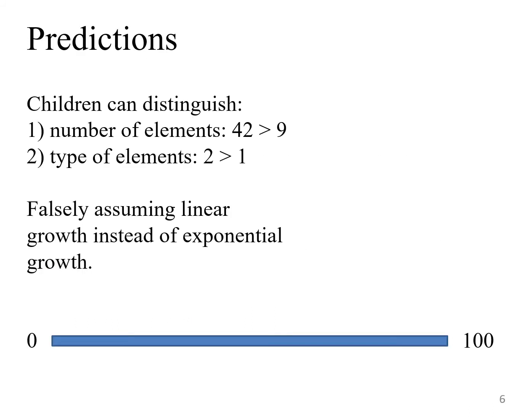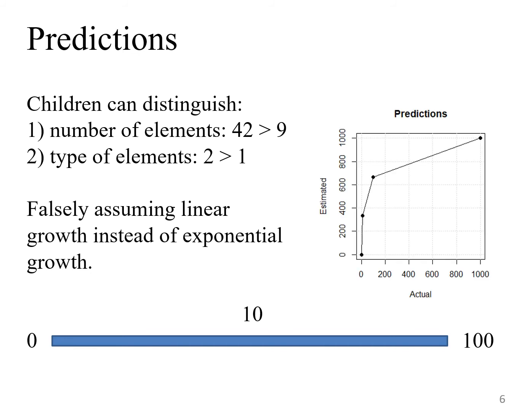If children can understand the first two key properties of number, but do not yet understand place value and assume linear growth of number space instead of exponential growth, they will assume that there are equally as many numbers between 0 and 10 as there are between 10 and 100. This means that they would place the number 10 on this ruler somewhere in the middle. Extending this idea to a scale from 0 to 1000 makes the distribution of estimates look logarithmic in shape. Based on this, we hypothesized that misunderstanding of place value can lead to logarithmically compressed estimates, just as observed.